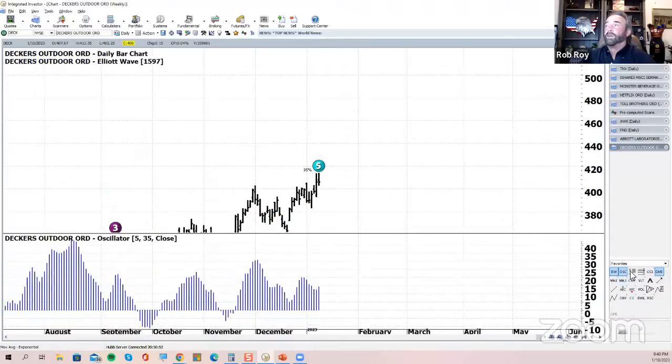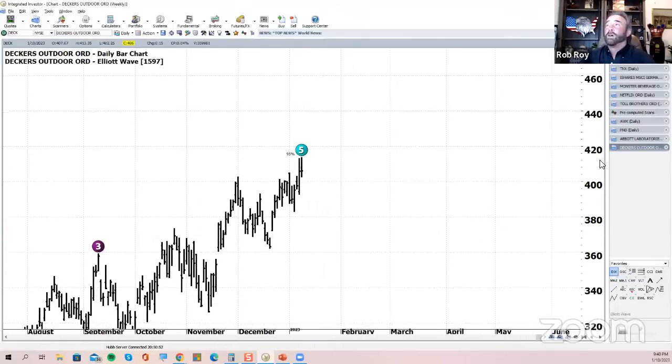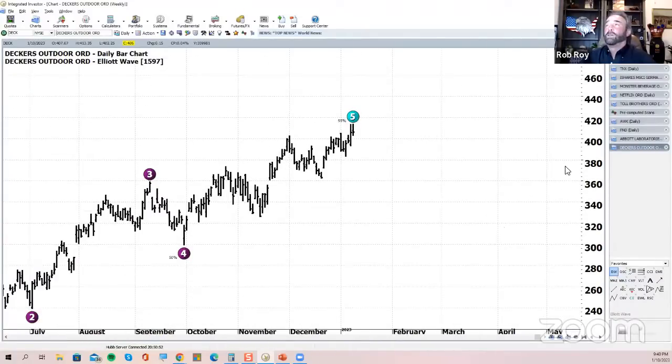Pretty supportive DMI there. So why don't we just do that? We'll do a bonus one for the first one of the year. And we'll do 2 small moves, but note that they're both small. So Abbott Labs and Decker's, both to the upside, but both small moves.